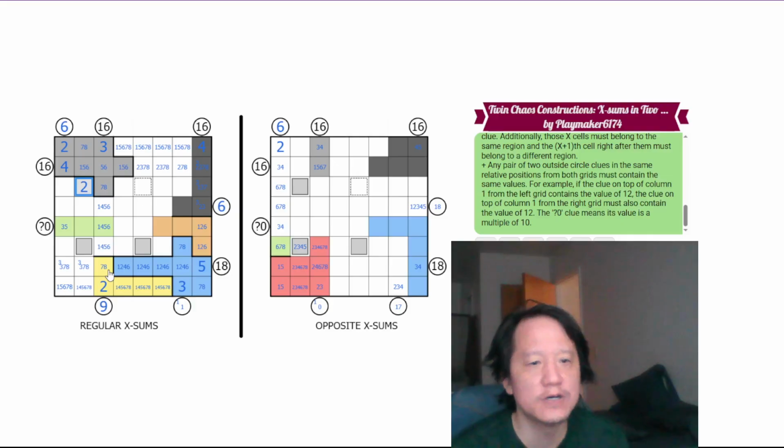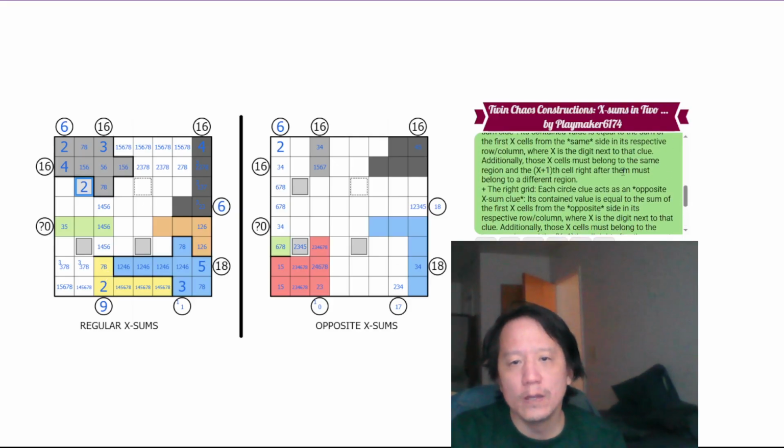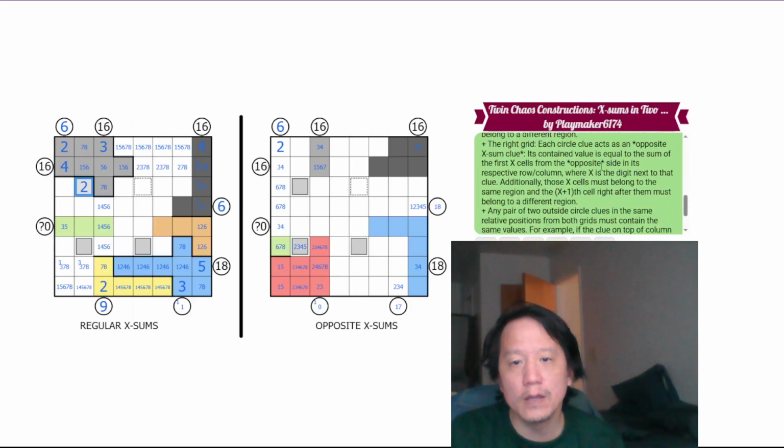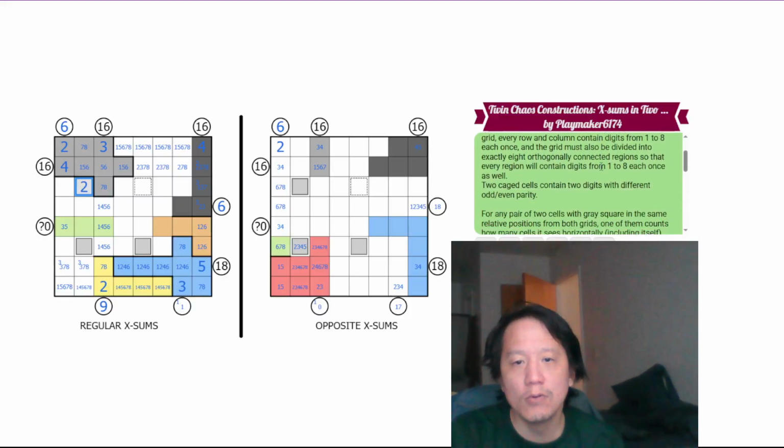This is pretty convoluted. From 1 to 8 each as once as well.